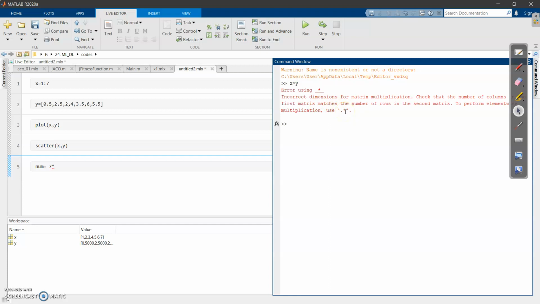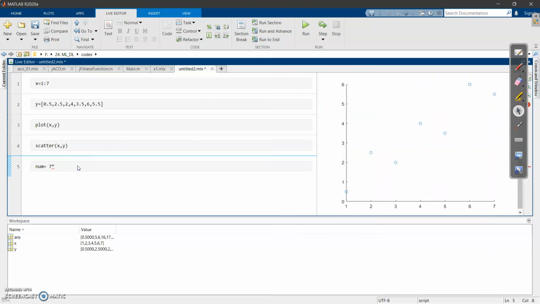When you use this sign, this is matrix multiplication and this is element wise multiplication, or dot multiplication, if you remember from your course. So we want to perform element wise multiplication. Then we want to sum all the elements. So what I want is summation of x dot multiplication of y. That is the first term.